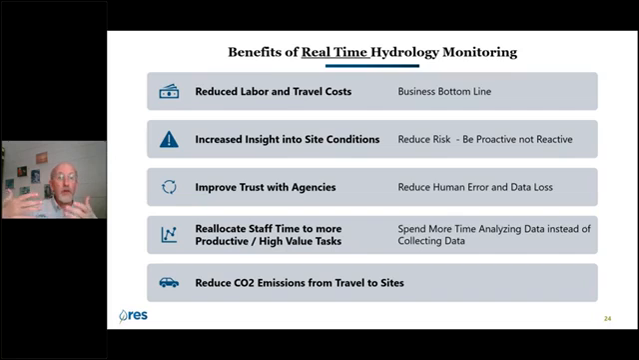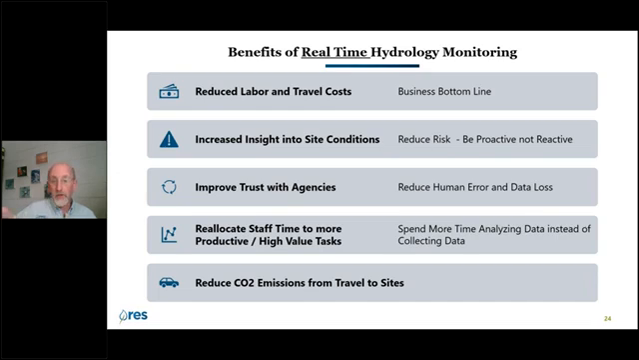And so, the benefits: reduced labor and travel cost, greater insight into site conditions, and that reduces risk. If a storm happens that we think could have damaged the site, we can be out there early and see what we need to do to keep it from getting worse. Or if beaver move in, or there's all kinds of things that can happen on a site that we're not seeing, having insight in there helps us better manage sites.